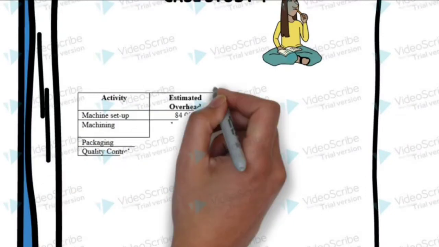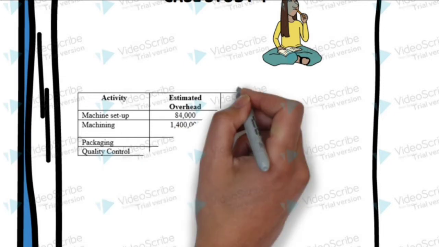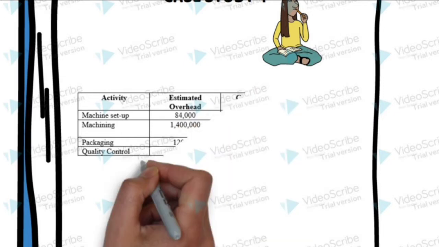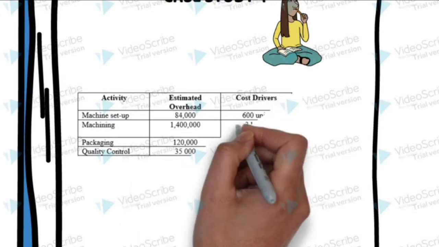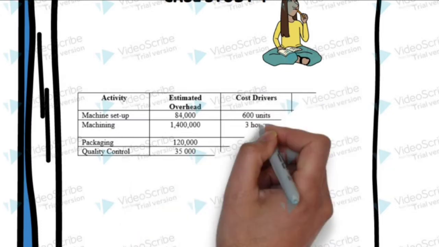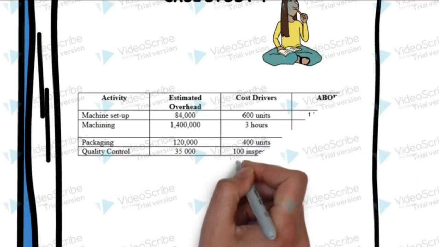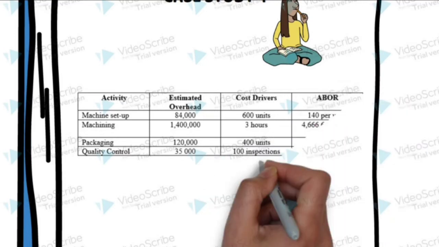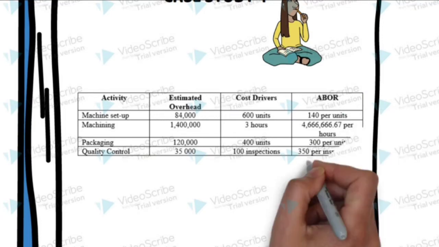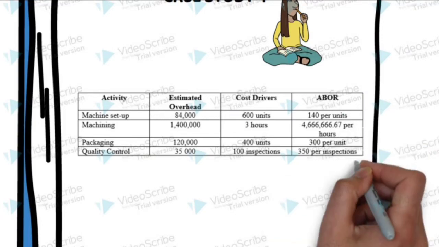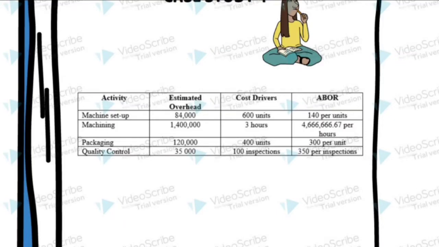The following information is prepared by our management to compute the cost driver rate for each activity using the activity-based costing system. Setup is RM84,000, cost driver 600 units, rate 140 per unit. Next, machining. Estimated overhead is RM1.4 million, cost driver 3 hours, rate 466,666.67 per hour.